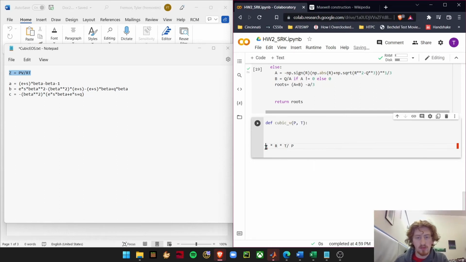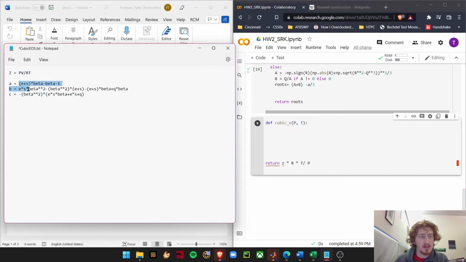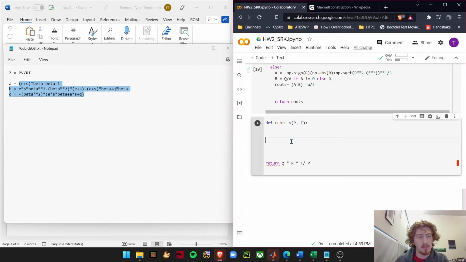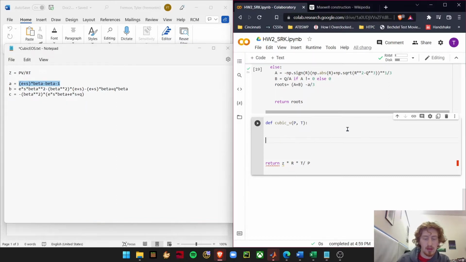And of course, we want to return that. And now we know our A, B, and C. Again, these are the A, B, and C that we solved for when we solved for the cubic polynomial. So I have them written down here. The first one's just going to be epsilon plus sigma times beta minus 1. So we can go ahead and put that in.